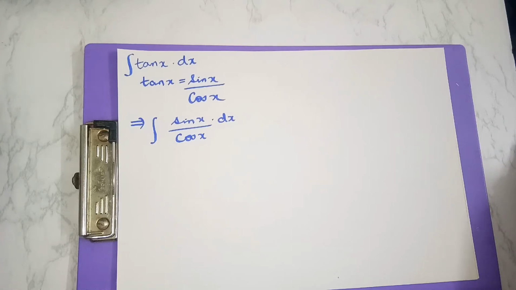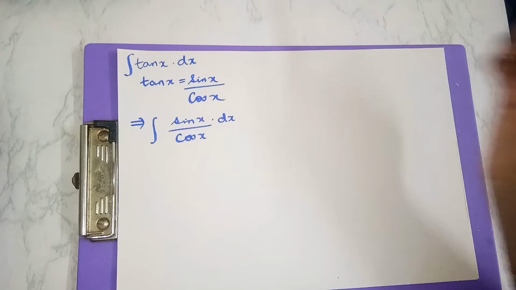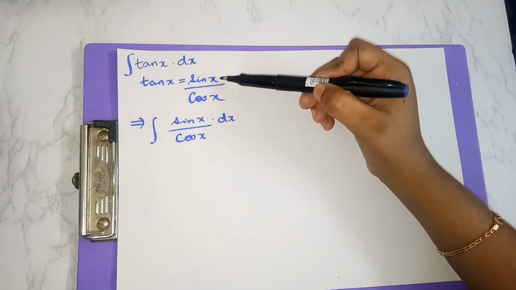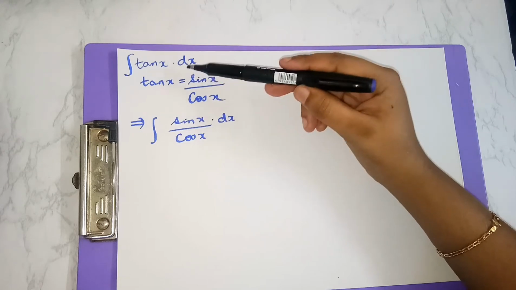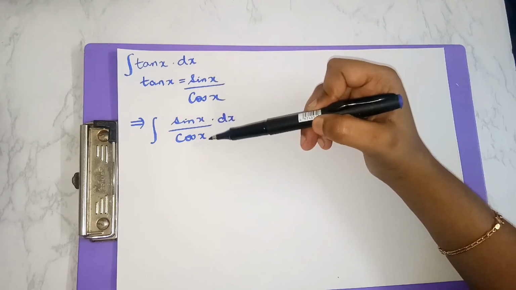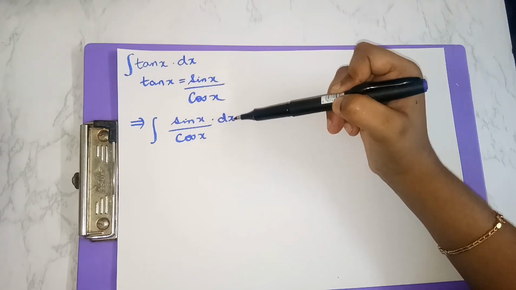Hello everyone, in this video we will watch how to find the integral of tan x. So firstly we know that tan x can be written as sin x divided by cos x. Substituting this in the given integral, we get integral sin x divided by cos x with respect to x.